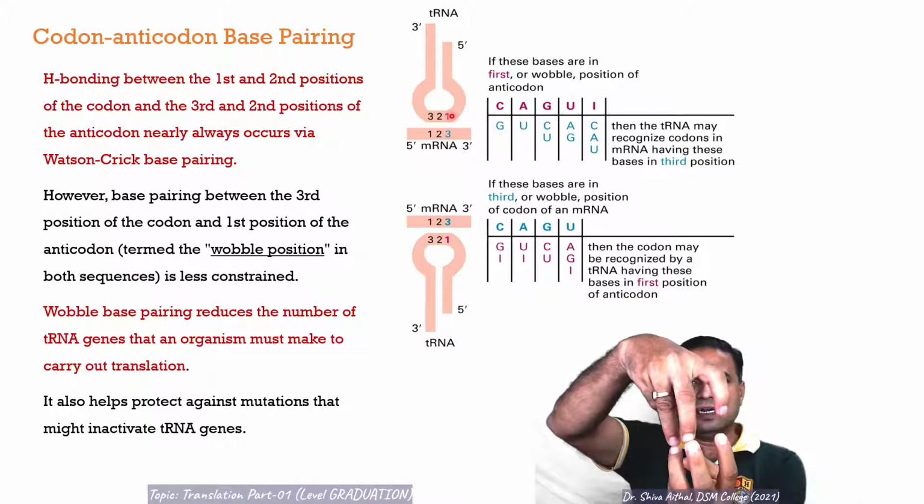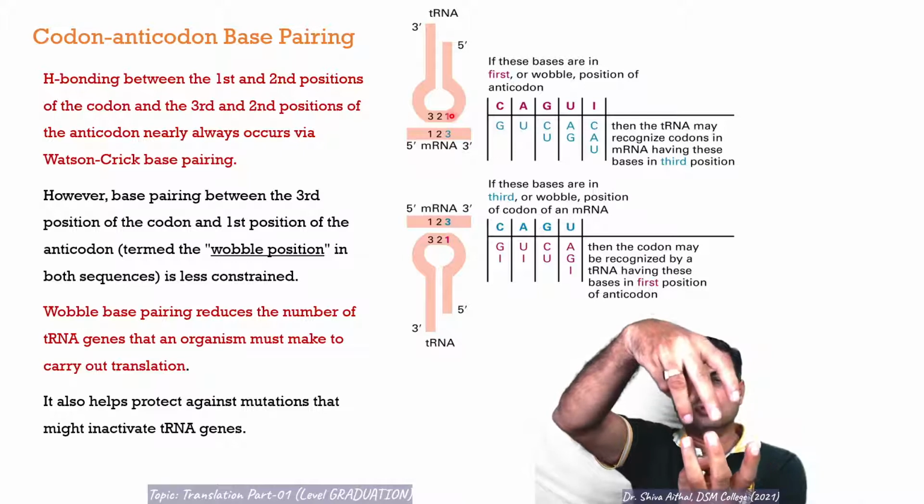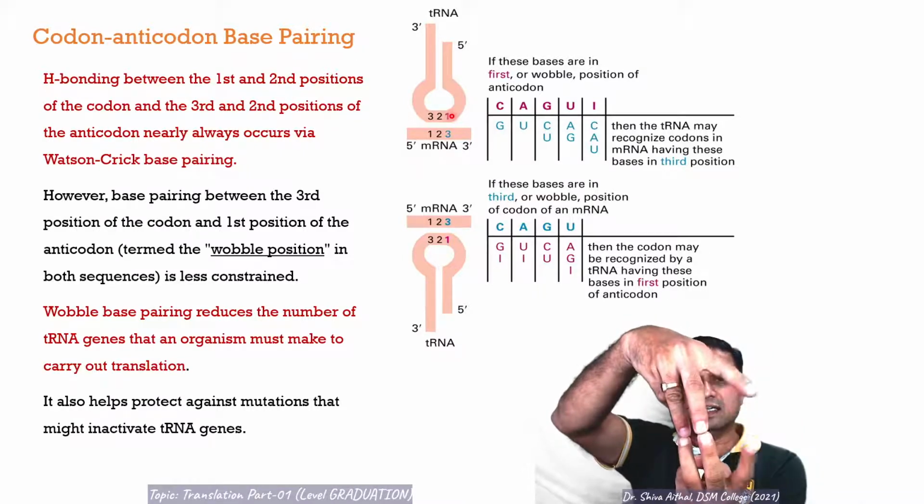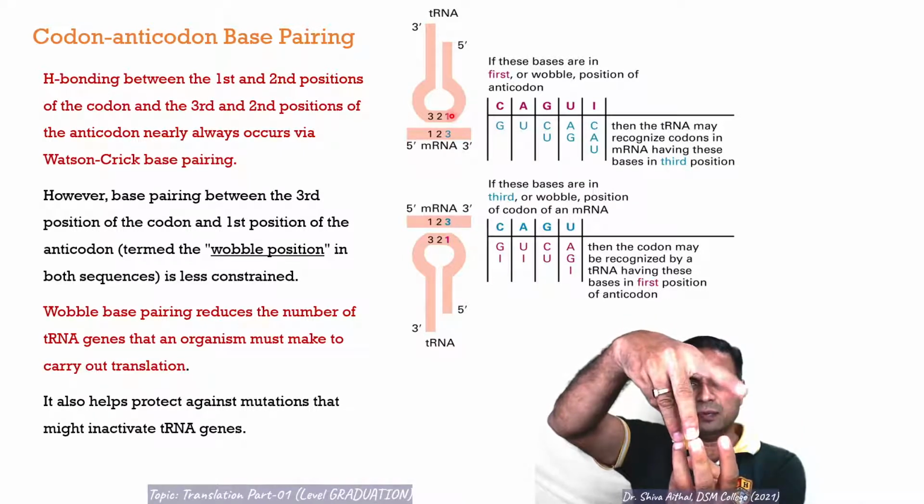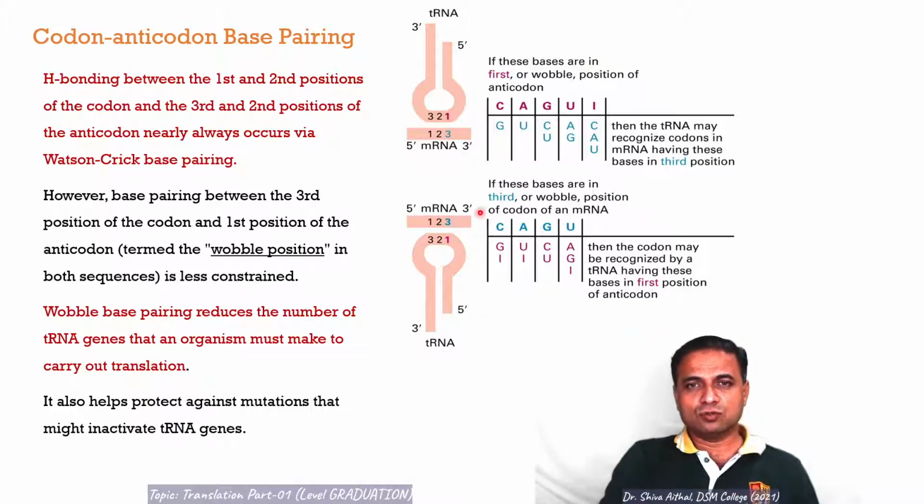Okay, this is 1, 2, 3 of the tRNA, and this is 1, this is 2, and this is 3. So 1 and 3, this is 1 and 3. So 1 may be a wobble or 3 may be a wobble. That is what has to be understood here.